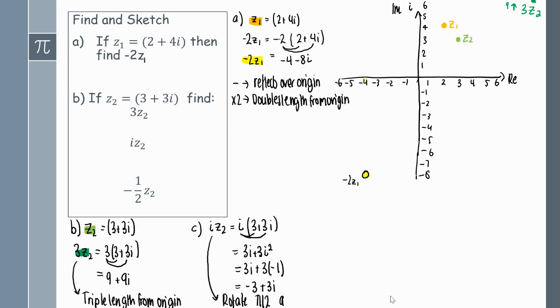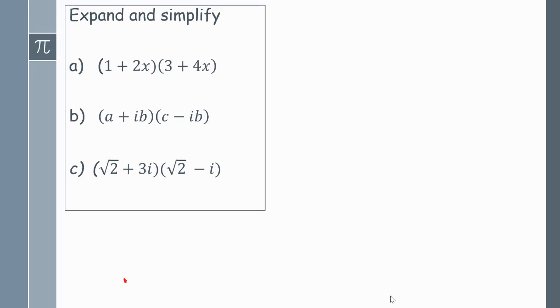This will rotate z2 pi on 2 anti-clockwise around my plane. If I draw lines from iz2 and z2 to the origin, we can see that indeed I have rotated z2 anti-clockwise around 90 degrees to find iz2.